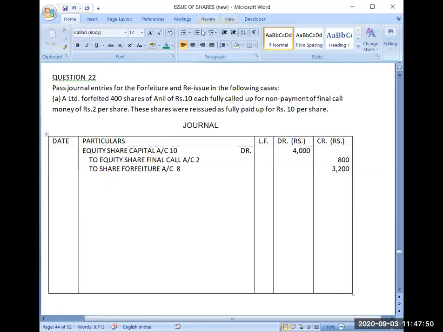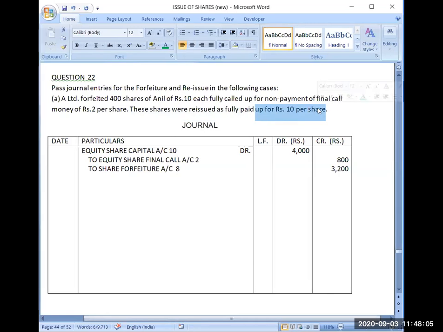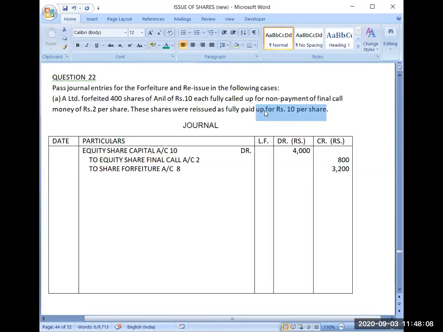If you are not able to decide, then think over what amount you will be getting in your bank. You will be getting rupees 10 per share. You are issuing it for rupees 10 per share. And after taking rupees 10 per share, you will assume capital as fully paid up, meaning you will not be demanding any money further from the shareholder. So capital will be rupees 10 per share. The face value is rupees 10, and you are also getting rupees 10. So that's why this is issue at par.